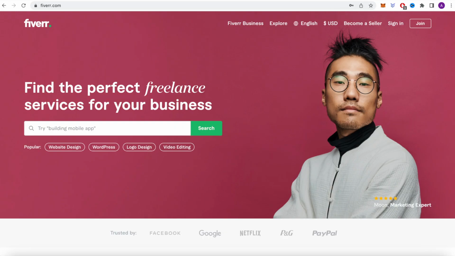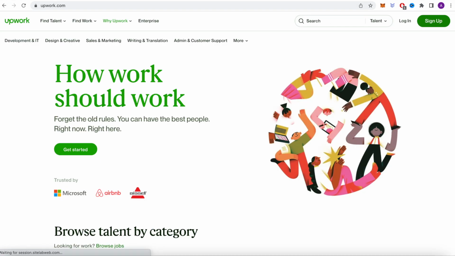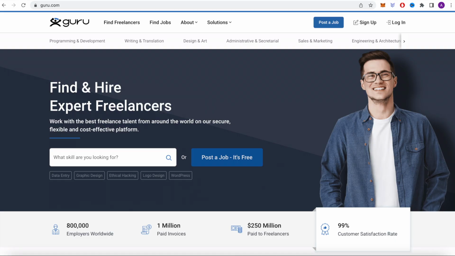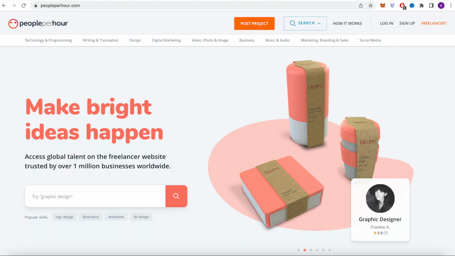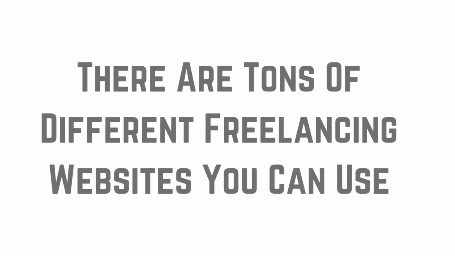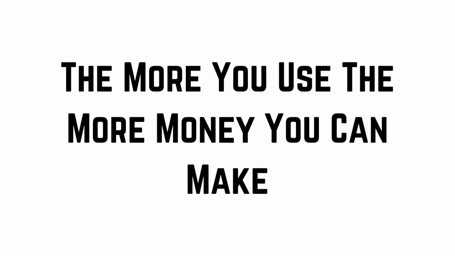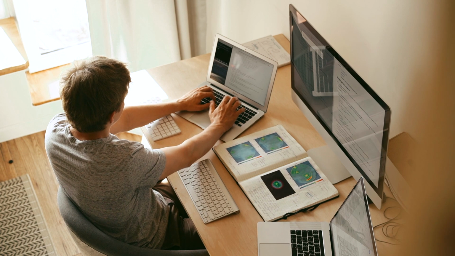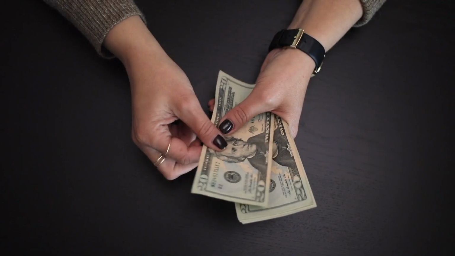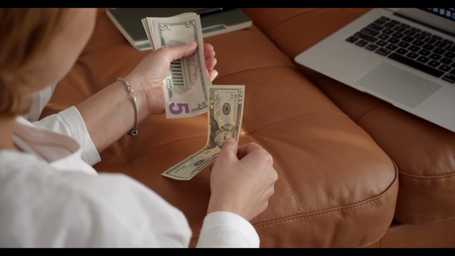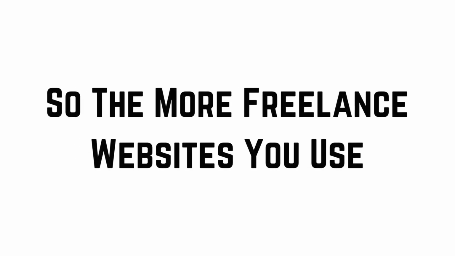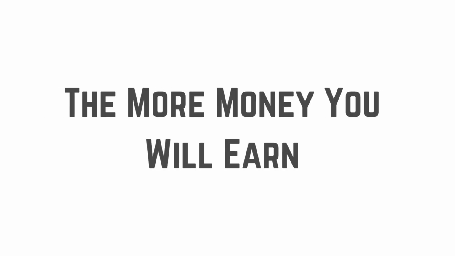Now the next way you can make money with these free articles is by using freelancing websites like Fiverr.com, Upwork.com, Freelancer.com, Guru.com, peopleperhour.com, and much more. There are tons of different freelancing websites you can use, and the more you use, the more money you can make. So if you were to sell on 10 different freelancing websites, you can 10x your earnings. But if you were to sell on only one website, you will only earn from that website. So the more freelance websites you use, the more money you will earn.